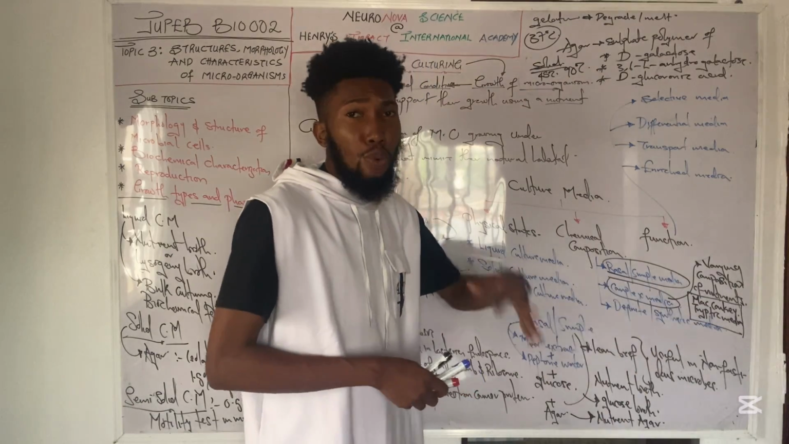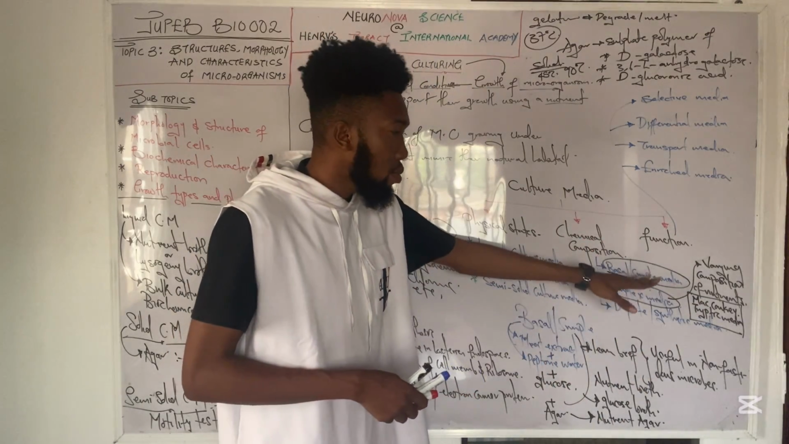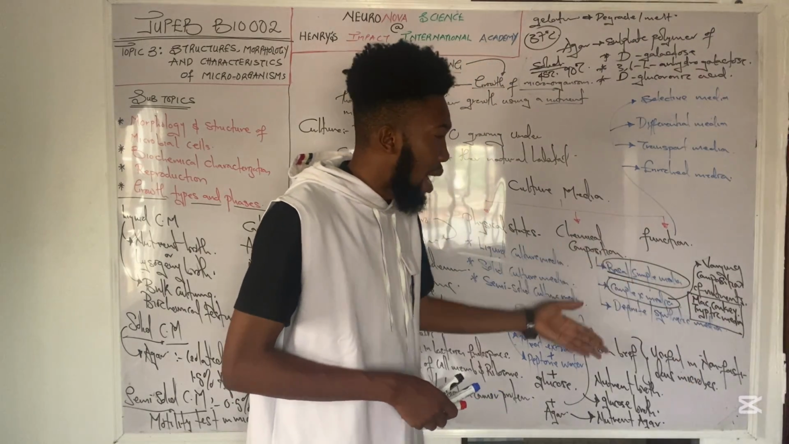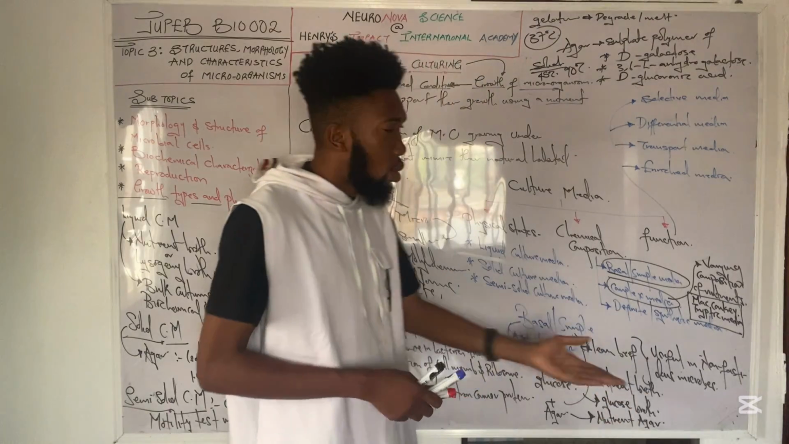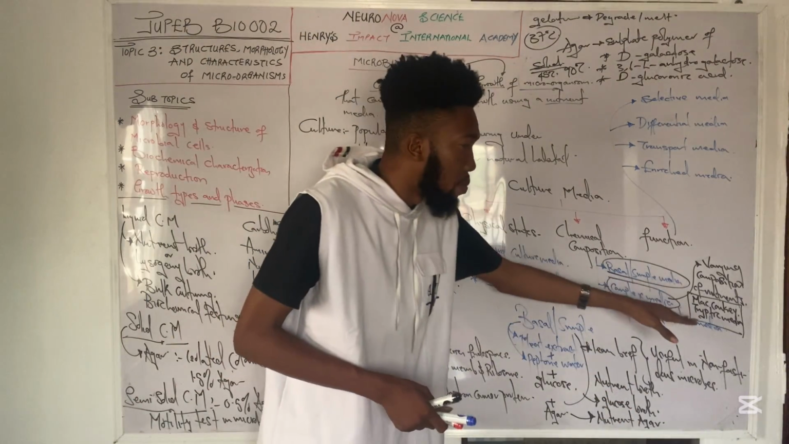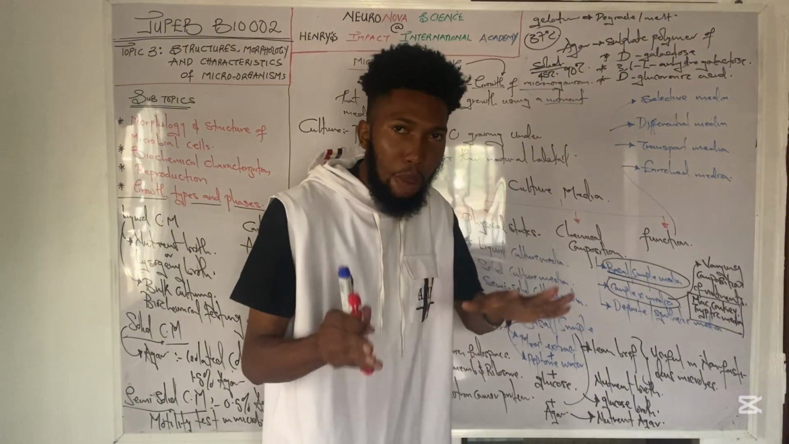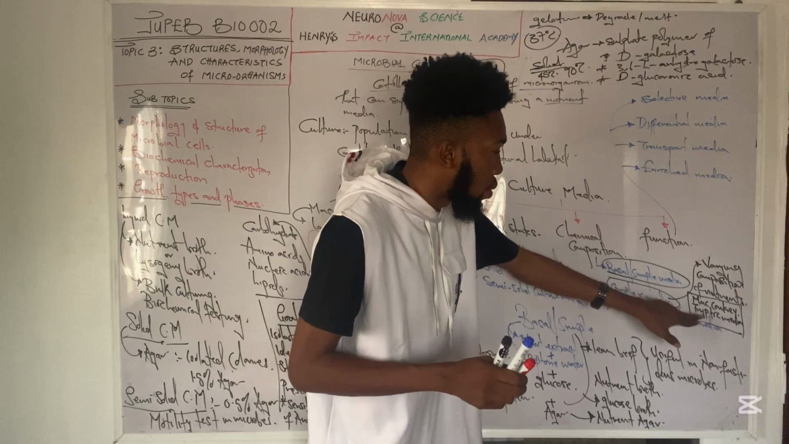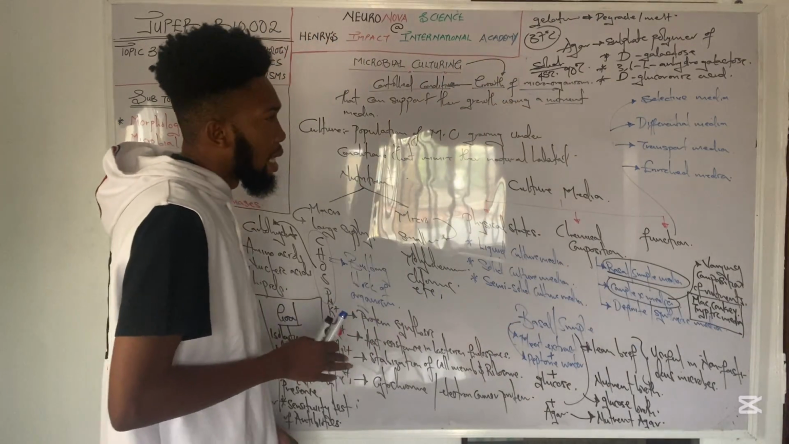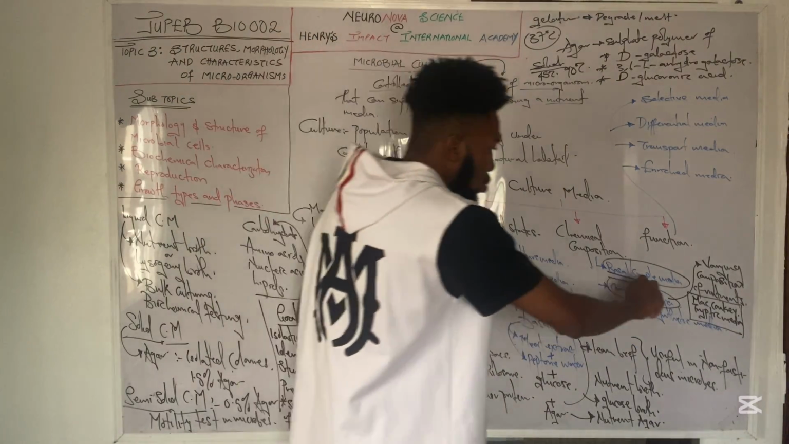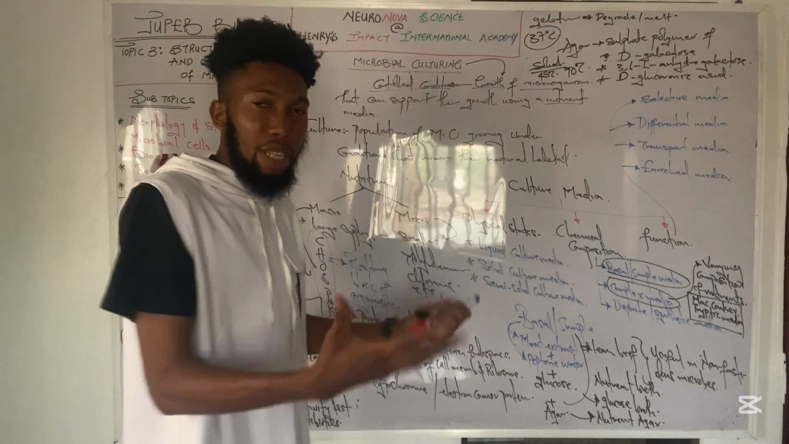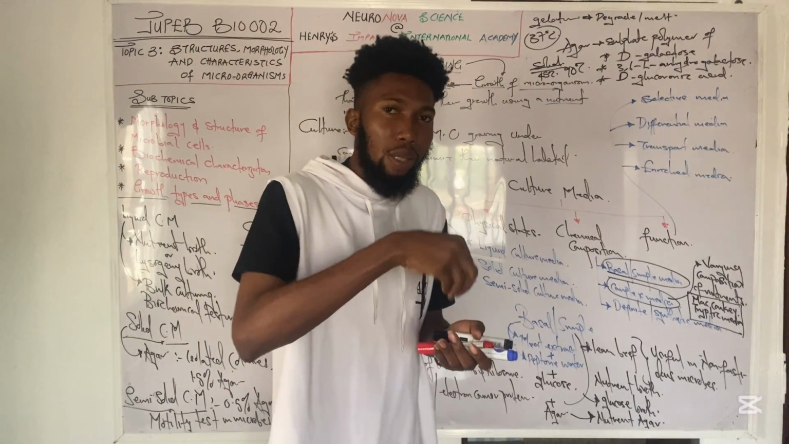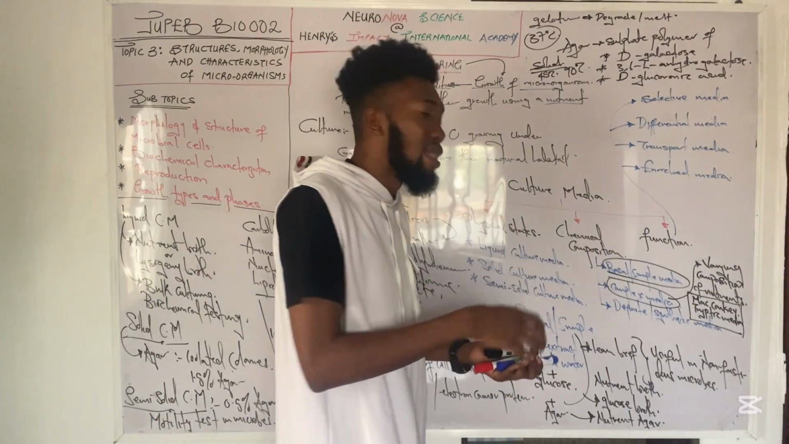We have other media. We have the eosin methylene blue agar media. You also have your Endo agar media. All those things are examples of complex media. But for the sake of the JUPEB lecture, we're going to be exploring the MacConkey media and the tryptic media. Now, we said they have different ingredients, different nutrients present in them. As a JUPEB student, you need to know the components of the MacConkey media and the components of the tryptic media.